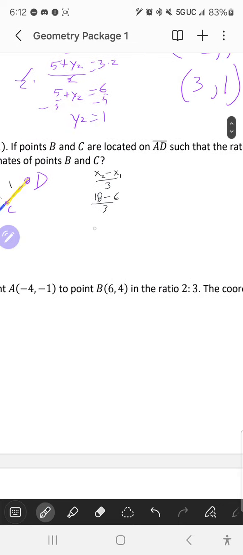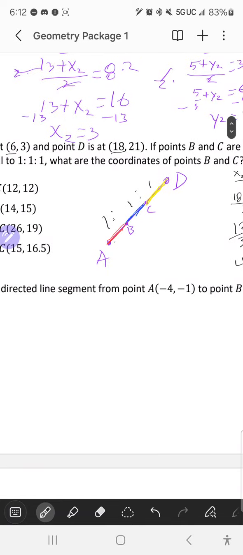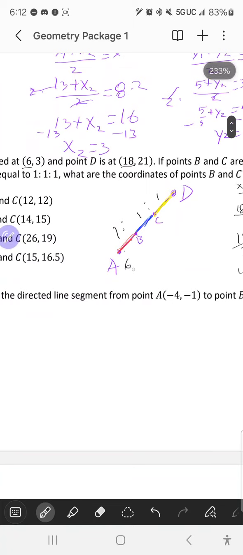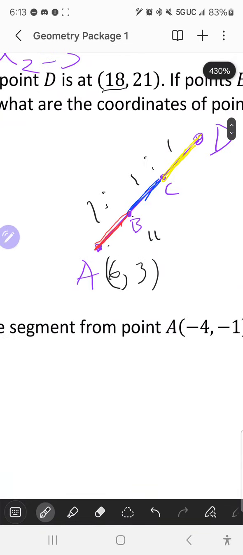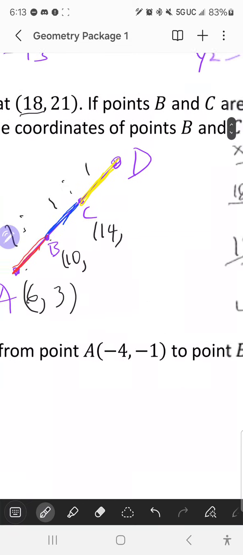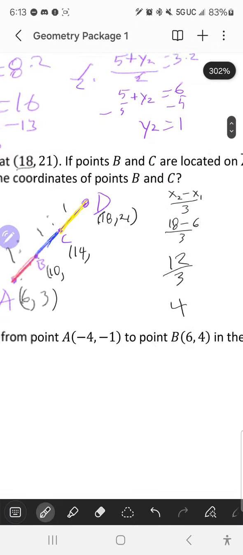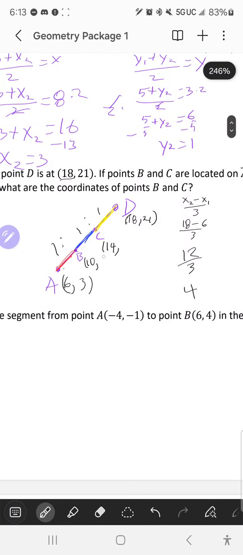18 minus 6 is equal to 12. I'm going to divide this by 3, and our result is going to be 4. So I know that from here to here, this is 6, comma 3. This is going to be 10, comma something. This is going to be 14, comma something. And this is finally 18, comma 21, because they gave us the y value. And that's because I know that in each of the segments, the x value changes by 4.